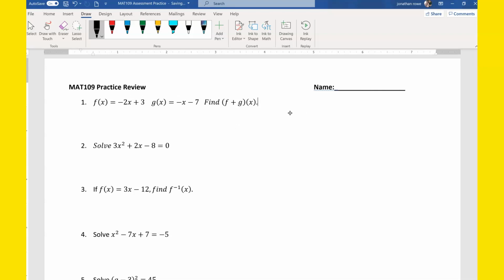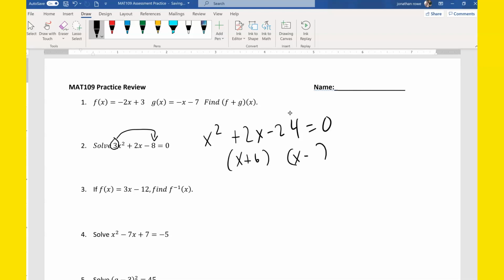Number two, we're solving this. You could use the quadratic formula, but I would prefer to factor when possible, and I think it's possible to factor this. I always look for a GCF first, but there's no GCF here, so I'm going to do the AC method where I take that 3 and multiply it with that 8, and I get x squared plus 2x minus 24. Then I factor that like a normal trinomial. What multiplies to get negative 24 and adds to get 2? I believe that's going to be positive 6 and negative 4.